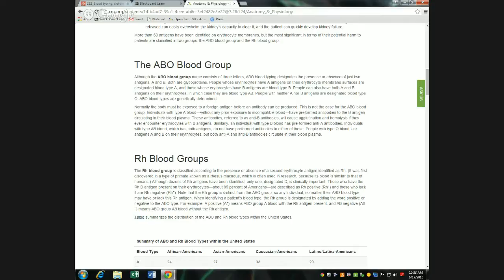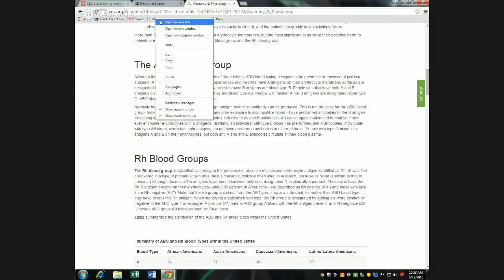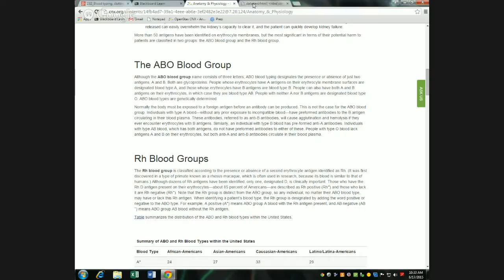The A allele is instructions to make a protein called the A antigen. The B allele is instructions to make a molecule called the B antigen. And then the O allele is instructions that don't work, so no protein is made. Okay.